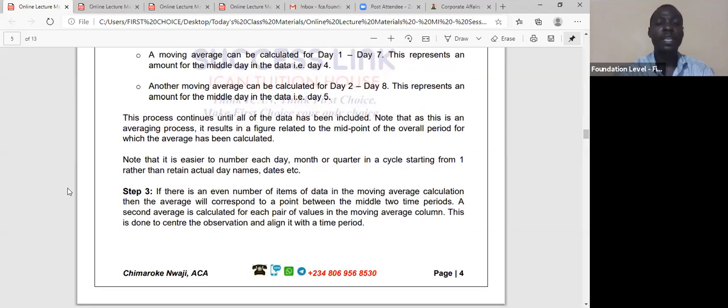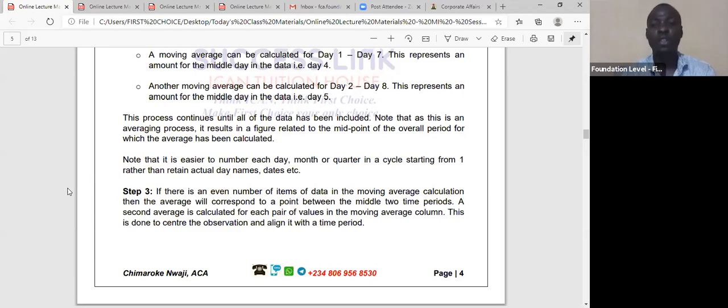Then step 3, if there is an even number of data in the moving average calculation, there will be a problem. Let's say we are doing monthly, the month is a season, and we say week 1, week 2, week 3, week 4. Now when we calculate the average of these 4 weeks, where will we put it? What is the middle ground? The middle ground will be between week 2 and week 3. That's a problem common when there is an even number of periods in a season.